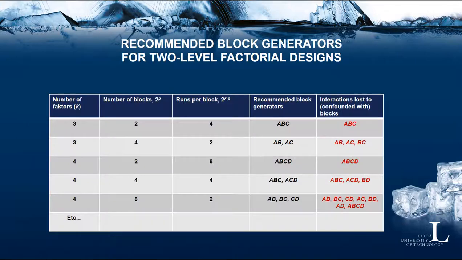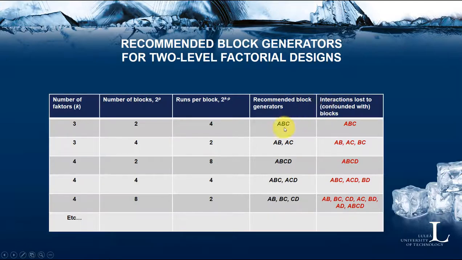So in summary, here you have a table with recommended block generators for 2-level factorial designs. So we have number of factors, number of blocks we need to use, how many runs in each block, and the recommended block generator. And these are not mandatory, but these are the recommended ones. And we also see the interactions that we lose to blocks or that become confounded with blocks.